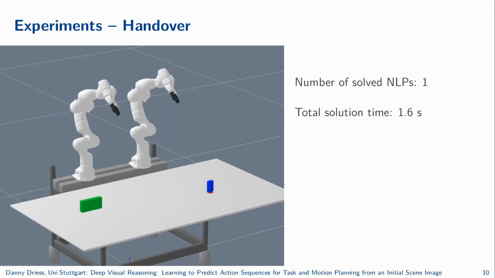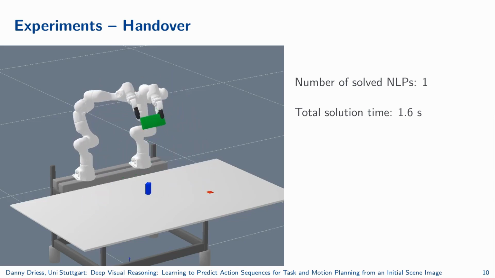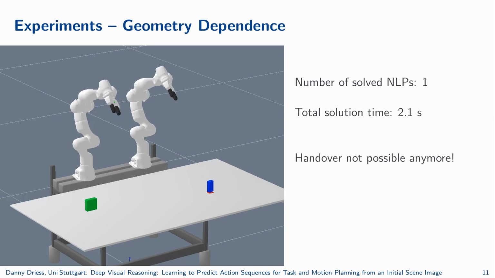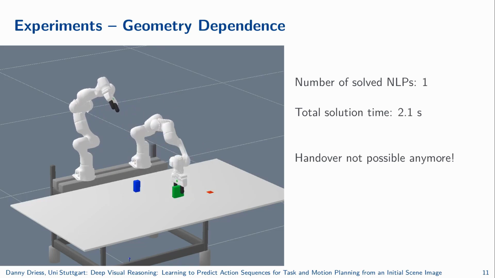Now to the experiments. Due to reachability constraints, the two arms have to collaborate. Here the network proposes a handover solution and the first predicted action sequence is feasible. Handover solutions are only possible if the object is large enough. Since here the green box is too small for a handover, the network correctly proposes a different solution.